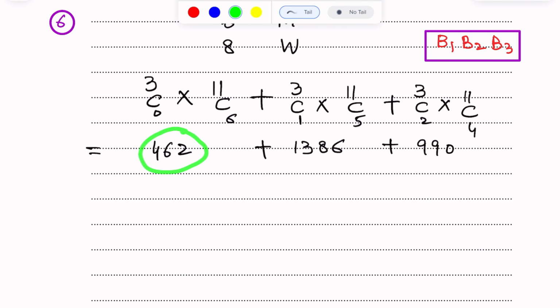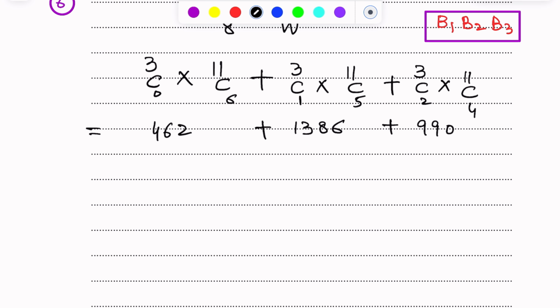Now we are adding these numbers: 462 plus 1386 plus 990. Finally we get the answer 2838. This is the answer.